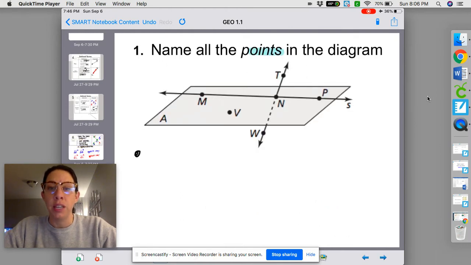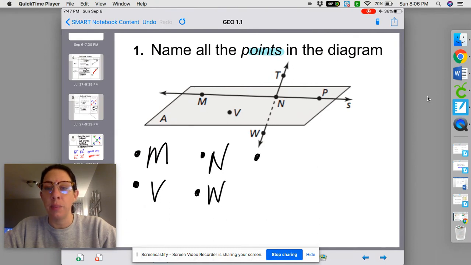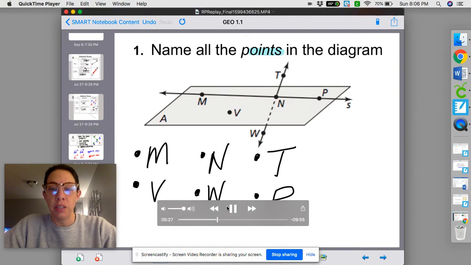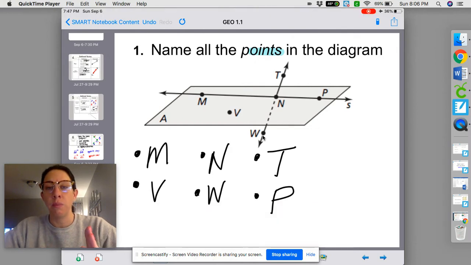Okay, wow. So looking at this diagram, we have a ton of points that are on the diagram. There's point M, point V, point N, point T, point W, point P. Now notice all these points are in the diagram. However, point T and point W are actually not on the plane. If you can see that, it's shown 3-dimensional, and that line TN is going through the plane, so T and W are actually not on the plane.